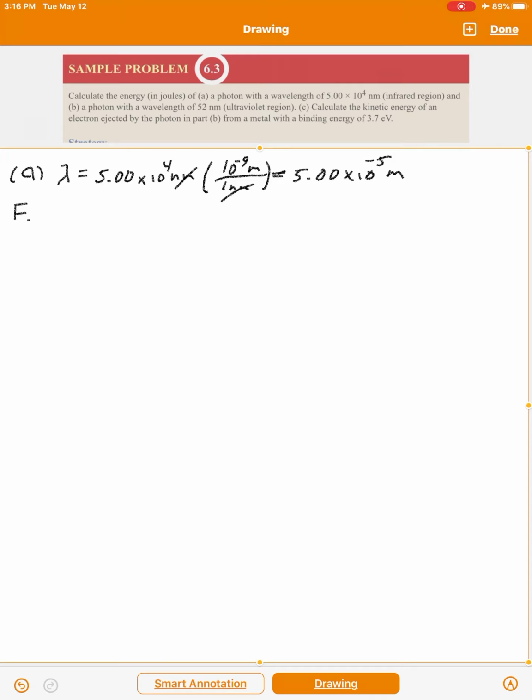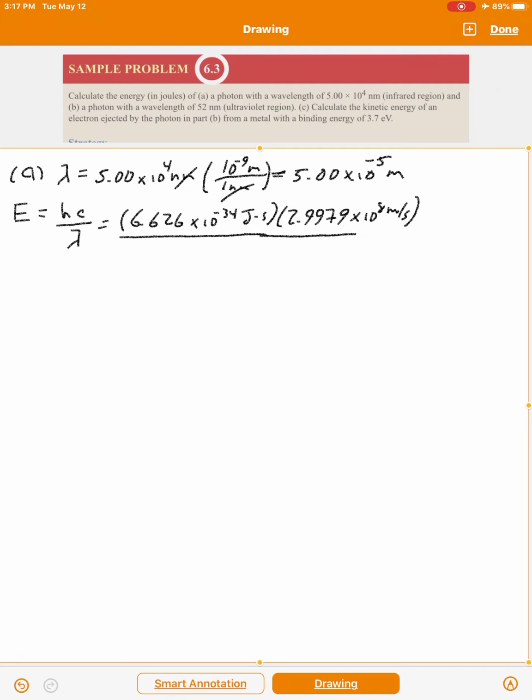So now we can do the energy of that particular photon. hc over lambda. So that would be 6.626 times 10 to the minus 34 joule seconds times 2.9979 times 10 to the 8th meters per second. That's hc, and then we're going to divide that by lambda, 5.00 times 10 to the minus 5 meters. Again, with this type of calculation, the meters are going to cancel, so will the seconds, and you'll have an answer that's in joules. Okay, and that's the question part A.